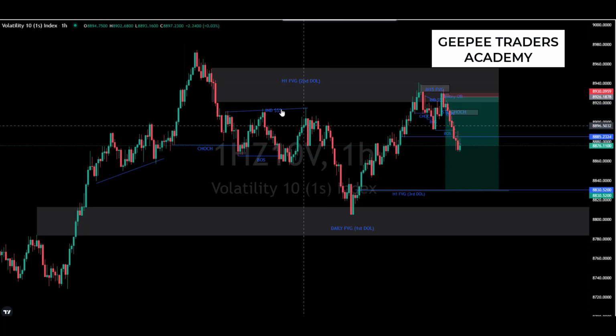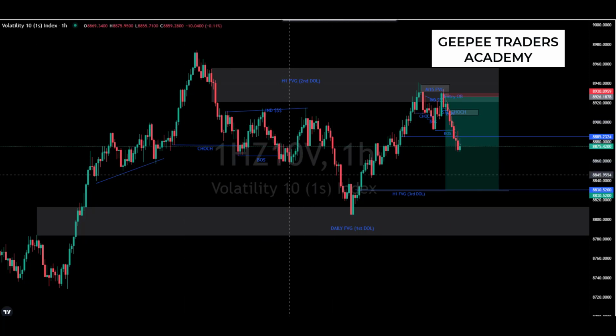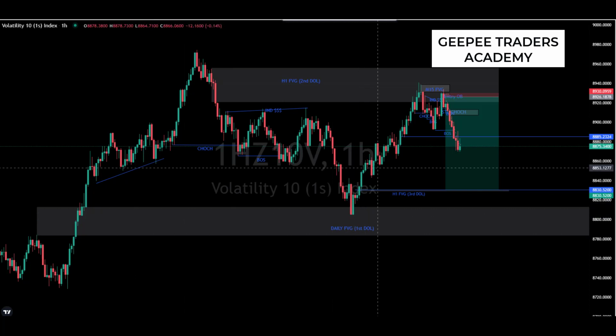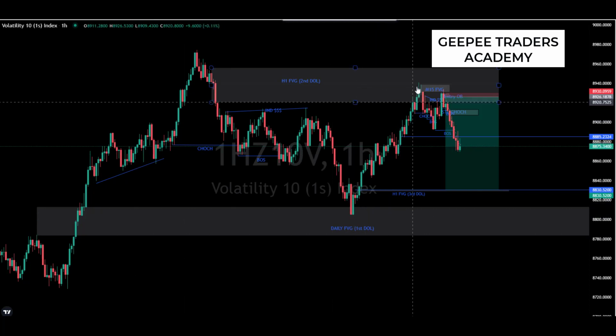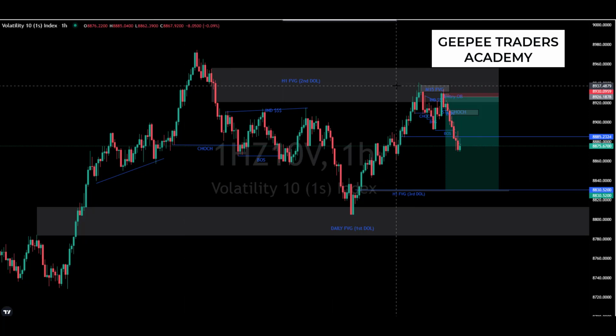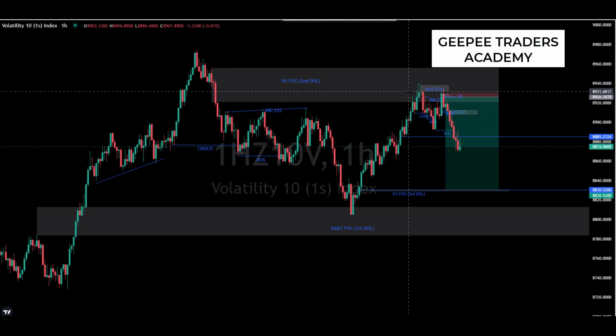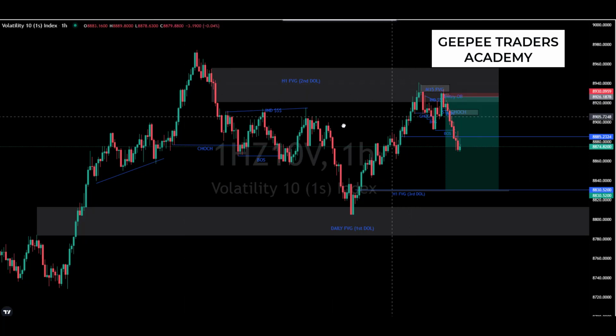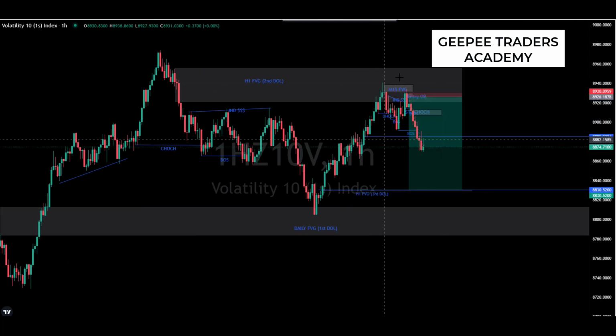So the market created this liquidity here. And what did the market do after breaking structure to the downside? The market came back up after tapping our first drawn liquidity, came up to tap our second drawn liquidity, H1 LG. So the market tapped. Now let us see what happened inside this place.